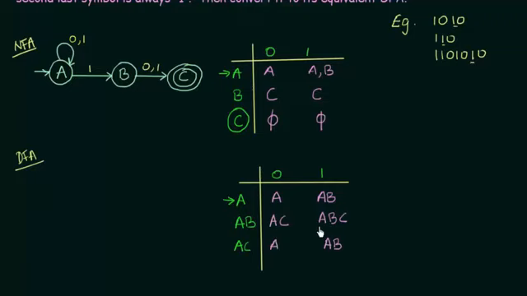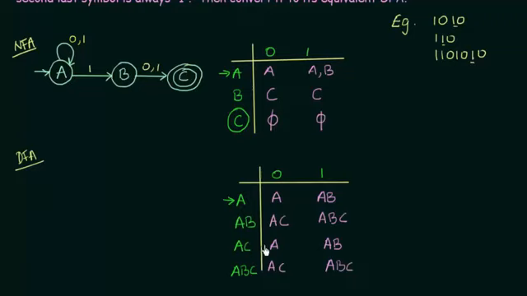So what was left from this one? ABC was left. So let us discuss ABC. Now in order to check for ABC, I have to perform union operations of A, B and C in this table. So on getting input 0, union of A, C and phi, which will be AC. And on getting input 1, it will be union operation of A, B, C and phi, that will be ABC.